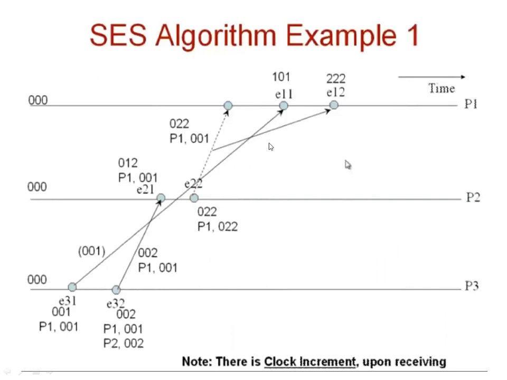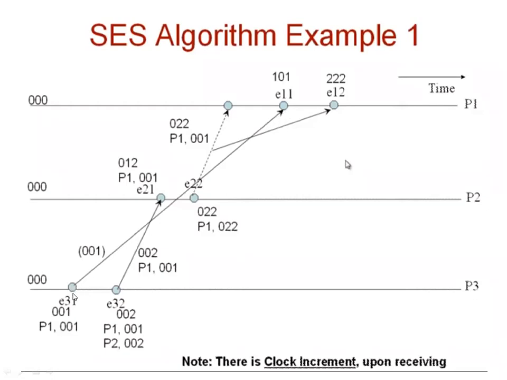In the SES algorithm, the first example is shown here, in which we have three processes P1, P2, and P3. The initial vector maintained by P1, P2, P3 is 0, 0, 0. As already mentioned, the vector has three components, where the first component belongs to the process P1, the second to P2, and the third to P3. In this example, suppose process P3 initiates an event of sending a message at E31, and it wants to send this message to P1.